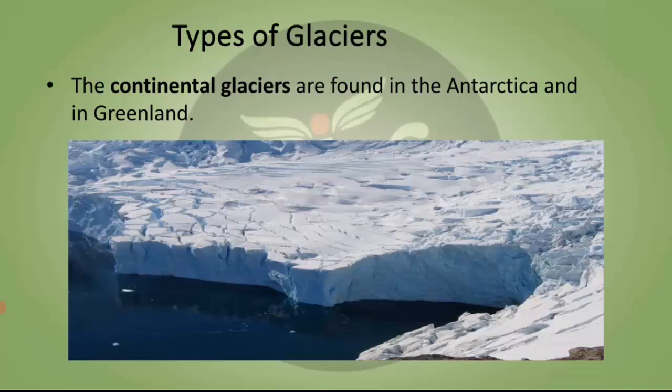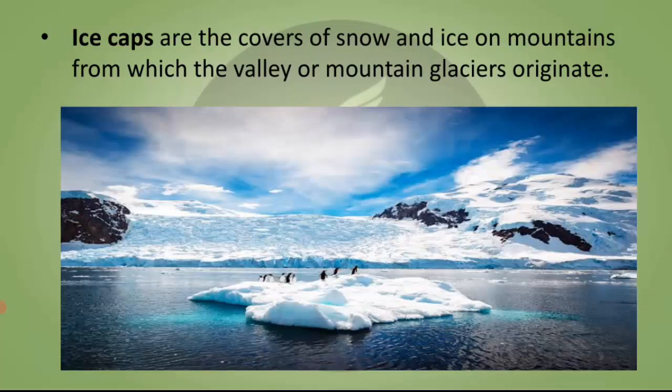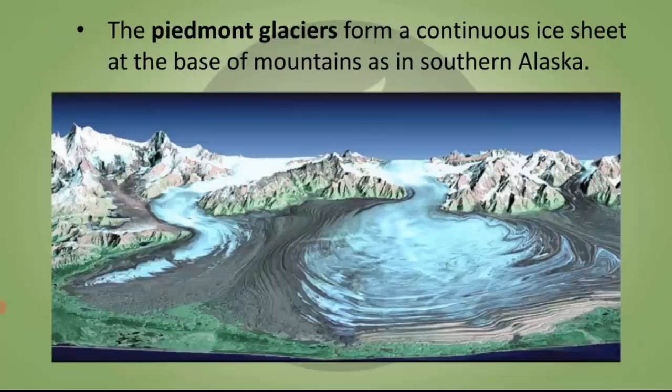Then what are the different kinds of glaciers? There are basically four kinds of glaciers. First is the continental glaciers. The continental glaciers are found in Antarctica and Greenland. They are above the continent. Below it would be the crust and above it would be the glaciers. Now there are ice caps. Ice caps are covers of snow and ice on mountains from which the valley or mountain glaciers originate. These are covers of snow. As you can see, mountains के ऊपर यहाँ पूरा ice cover है, तो ये ice caps होते हैं.